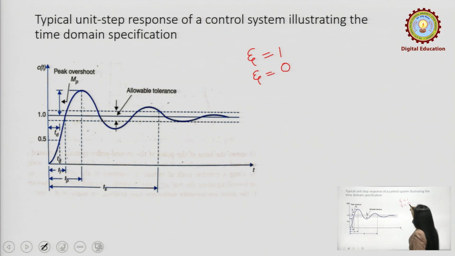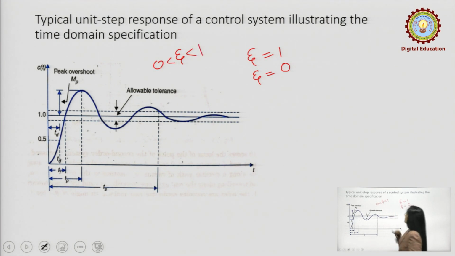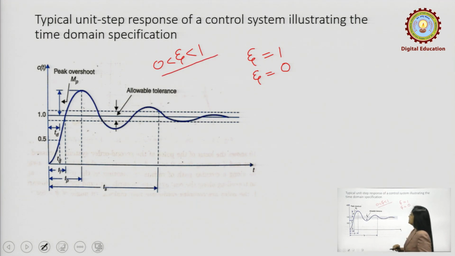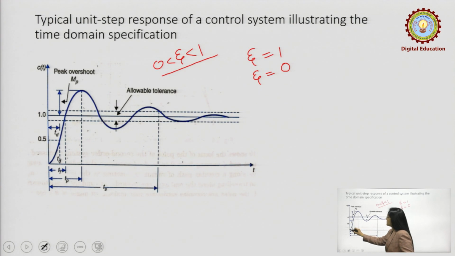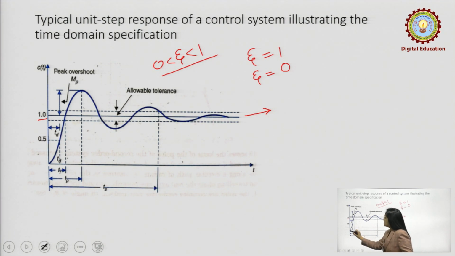Now, this is the particular graph. This graph is for the value of zeta lying between 0 and 1, because most of the control systems are designed with damping in the range between 0 and 1. So, this is the typical response starting from 0, having the first overshoot. The unit step response is 1, because it is a step response, and therefore this is the line which gives us the reference input r of t.